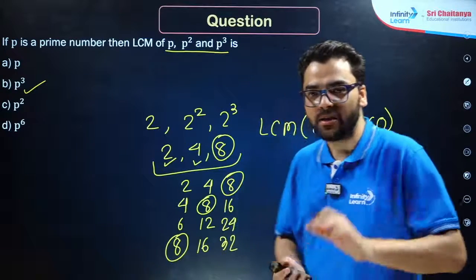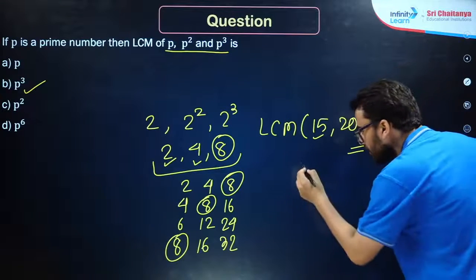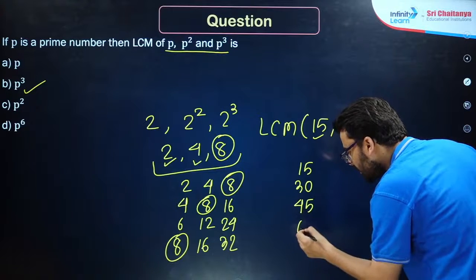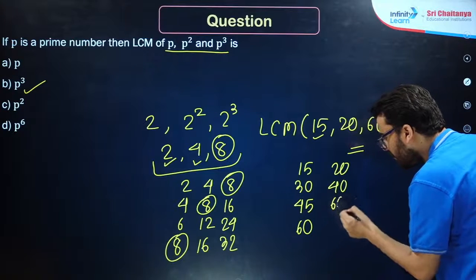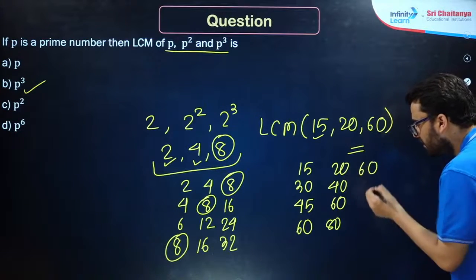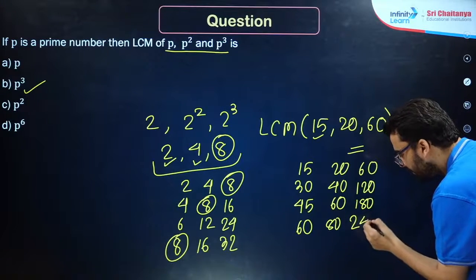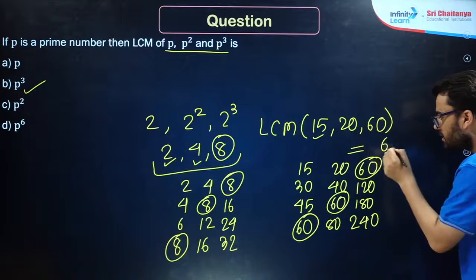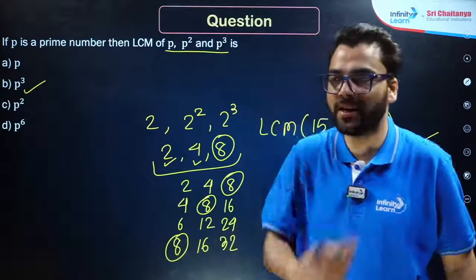No. You see, over here, if you will write the table of 15, think in your mind. 15 1s are 15, 2s are 30, 3s are 45, 4s are 60. What is the table of 20? 2 1s are 20, 40, 60. And suppose I'm writing 80 as well. What is the table of 60? 60, 120, 180, 240. What is the smallest common value? Tell me. The smallest common value is 60, or not? You got that, Srishti? So that's how you think LCM.